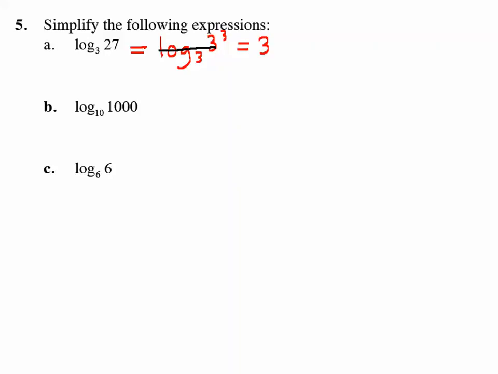Okay, so 1,000. 1,000 is really what? 10 to the 10th? I don't think so. 10 to the second power, that's going to be 100. It's third power, right? 1,000 really is 10 to the third power. And then those cancel, leaving us just with a 3.